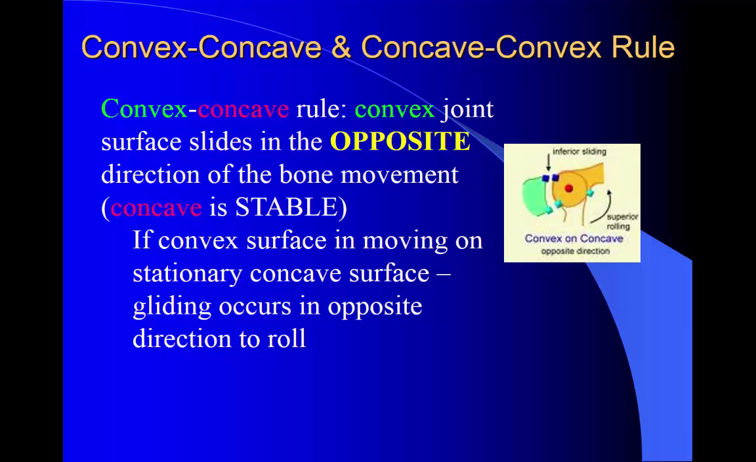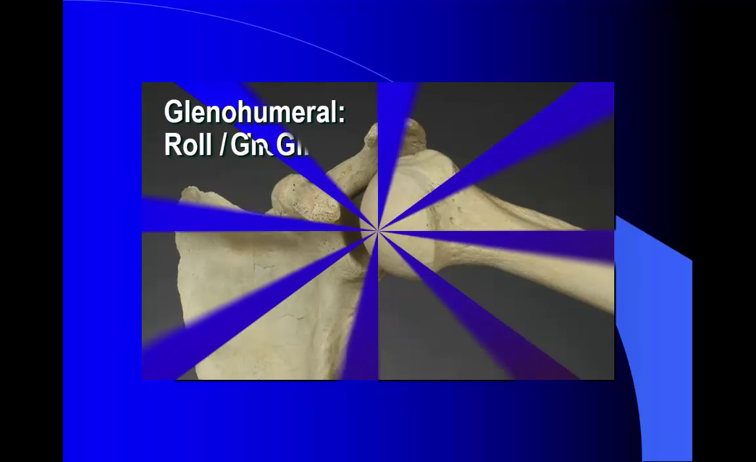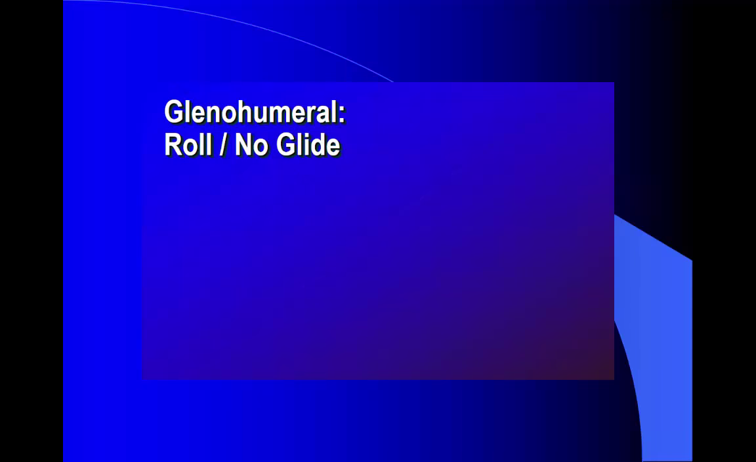An anatomical example of this rule is when the humerus, which is convex, swings up into abduction. The head of the humerus must glide inferiorly to perform this motion. The next pictures are examples of the humerus gliding downward as the shoulder is abducted. If the shoulder did not glide downward, the humerus would run into the acromion process. The next pictures are examples of a shoulder that rolls but does not glide.